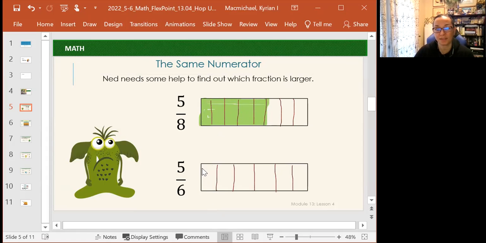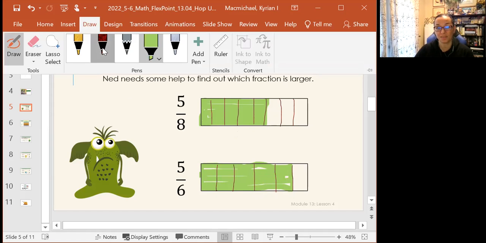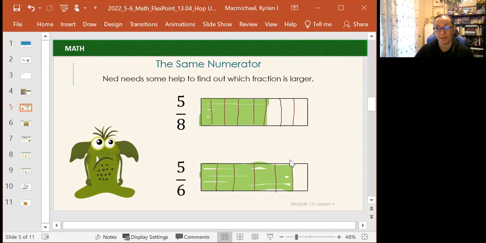Now I'm going to count 1, 2, 3, 4, 5. Okay, 5 out of 6. And I could see that I only need 1 more to have my whole when it's cut into 6. But I need 3 more when it's cut into 8s. So I can see that the 5/8 is going to be smaller when I think about the whole candy bar, but the 5/6 is going to be larger.